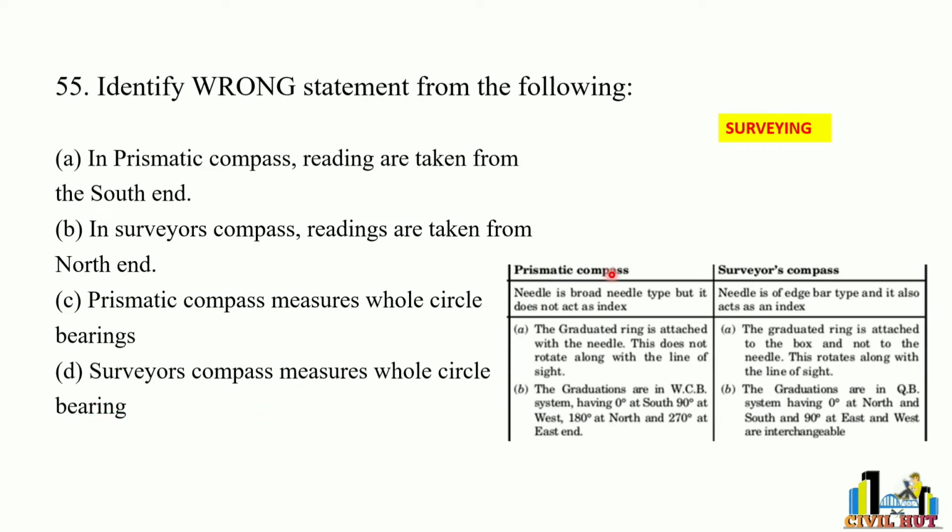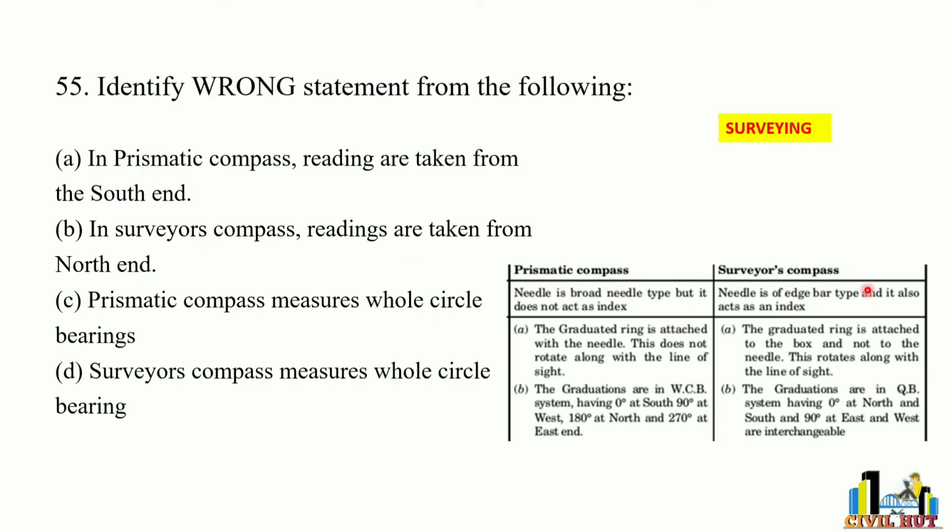Prismatic compass gradations are in WCB, whole circle bearing. That means C is the correct option. Next, having 0 degrees at south, which means prismatic compass starts from south. This is option A also correct. Option A and option C are correct. Prismatic compass statements are correct.